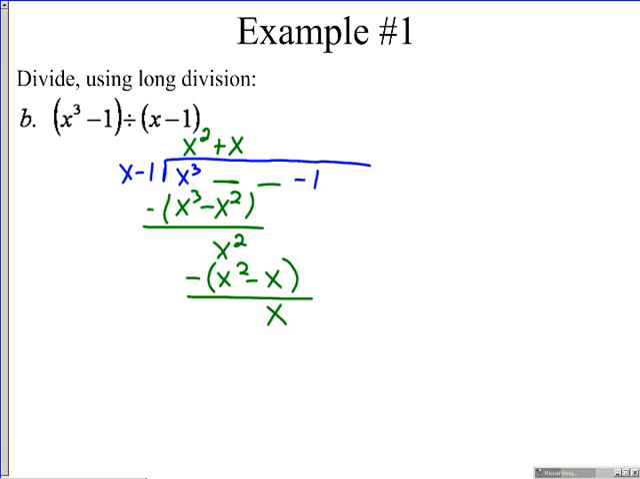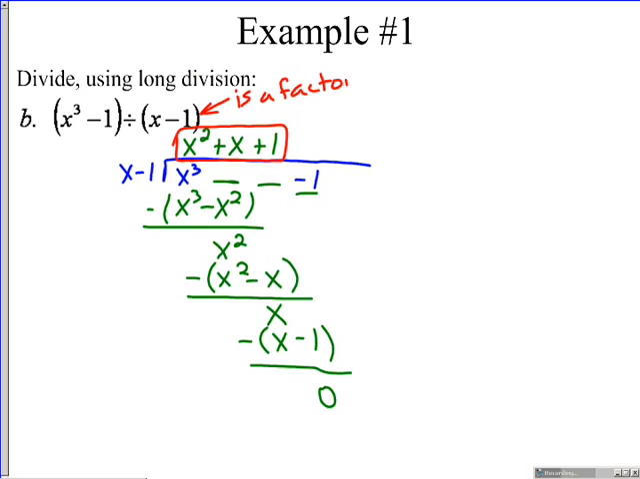And now what times x equals x? 1. Distribute that to our divisor. 1 times x, 1 times negative 1. Subtract that off. X's cancel. Negative 1 plus 1 cancels. We're left again with a remainder of 0. What does that remainder of 0 tell us? Again, we know that this is a factor of that polynomial because it divided in evenly.